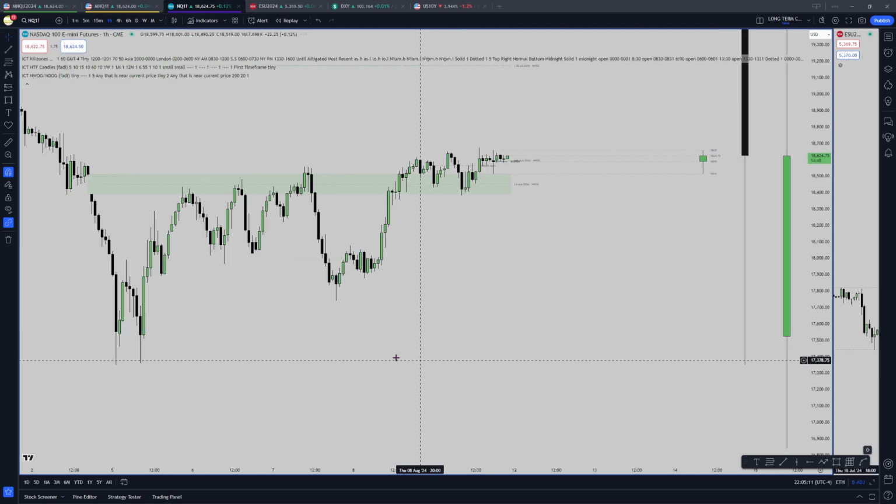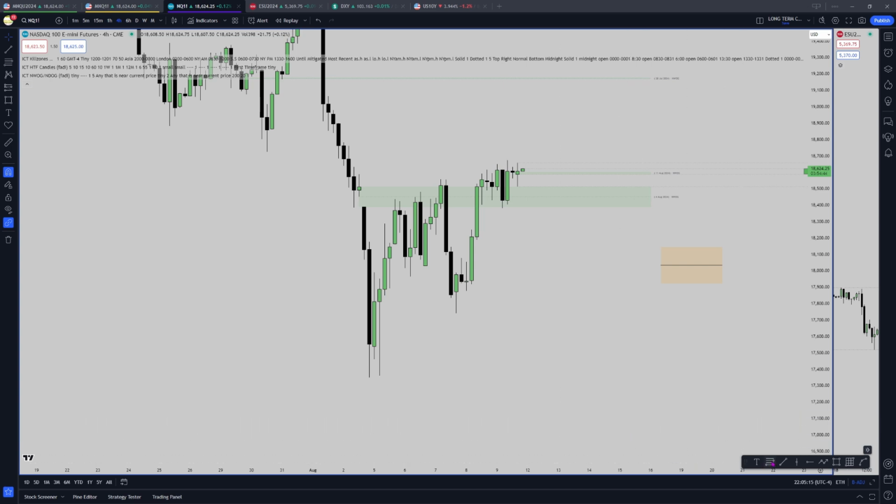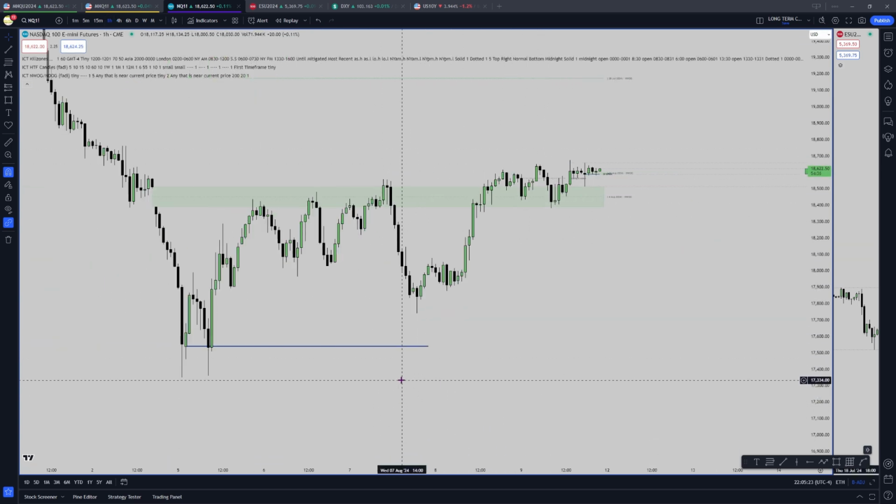Also, rejection blocks are very, very powerful tools. Right here, you guys can see this rejection block. Price dips down, continues up. Rejection blocks are really good.